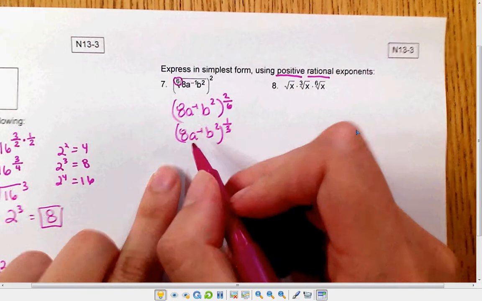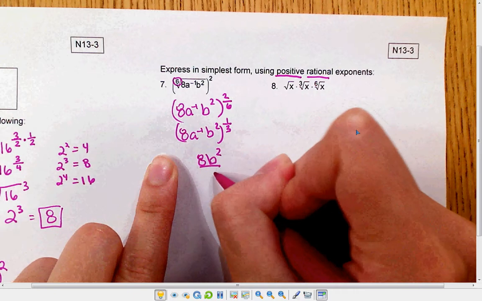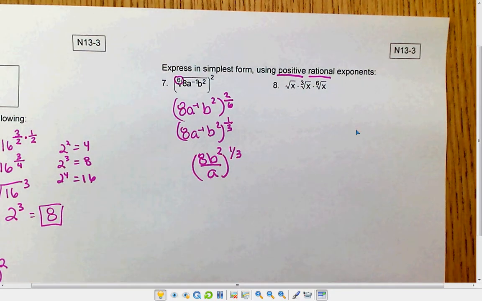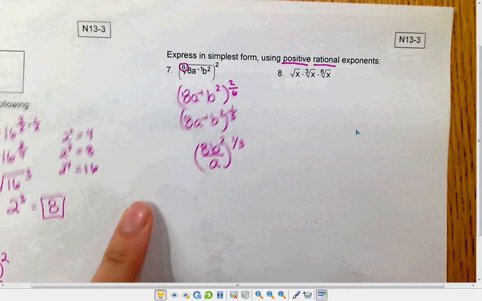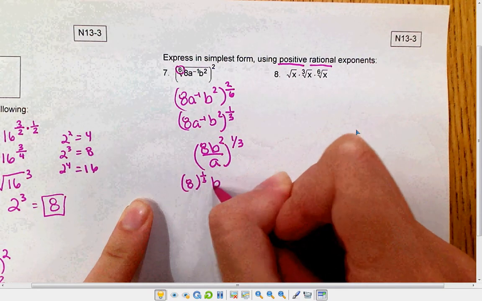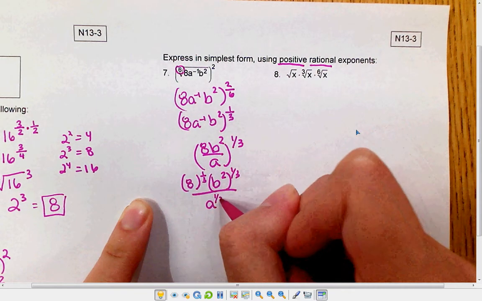And before I distribute this, let's rewrite this part. So this a to the negative 1 really is going to be at the bottom, because I don't want any negative exponents, just positive ones. And now I'm going to distribute. So I want 8 to be raised to the 1/3, b squared to be raised to the 1/3, and a to be raised to the 1/3.